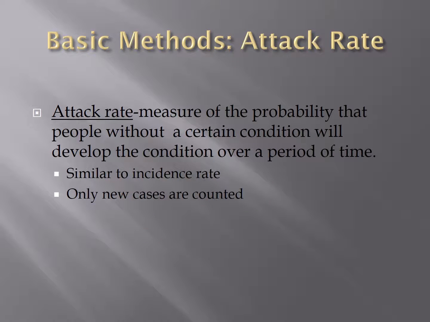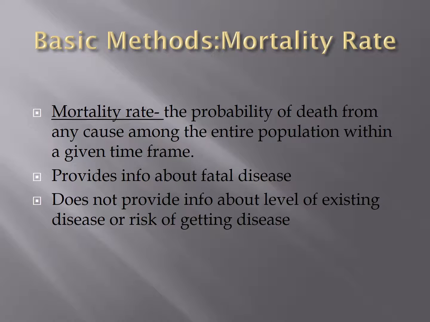The attack rate is a measure of the probability that people without a certain condition will develop a condition over a period of time. This may sound familiar because it is similar to an incidence rate. Only new cases are counted in an attack rate. Mortality rate is defined as the probability of death from any cause among the entire population within a given time frame. This rate provides information about diseases that are fatal and does not provide information about the level of existing disease or risk of getting the disease.